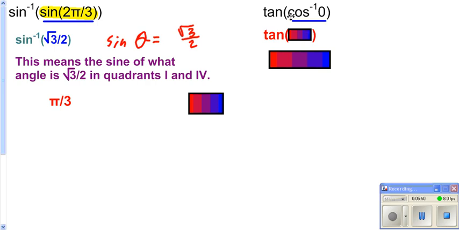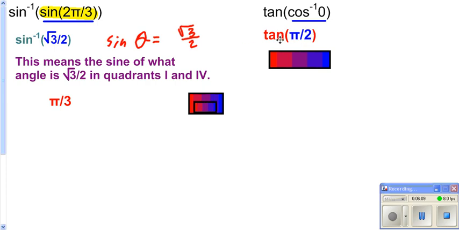Once again, you want to work from the inside out. The inside means the cosine of what angle is 0. So you think, when is cosine equal to 0? And remember, you have to limit yourself to quadrants 1 and 2. When is cosine equal to 0 in quadrants 1 and 2? That's at pi over 2.